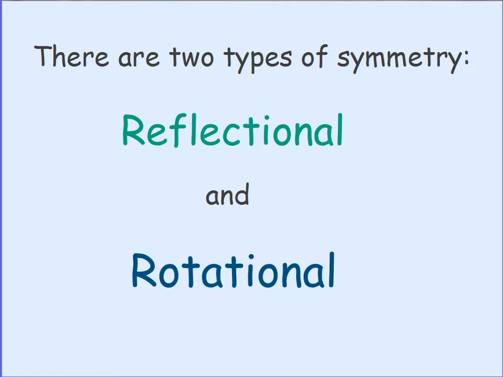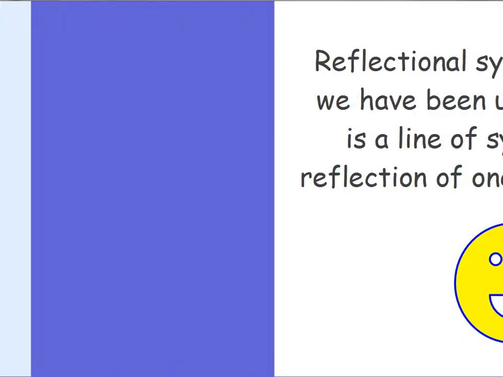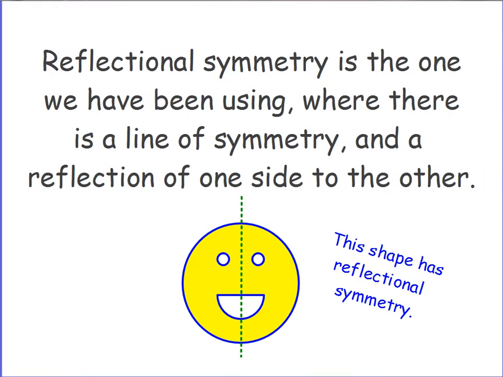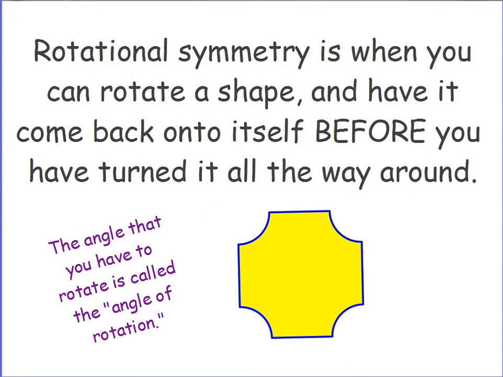Turns out that there's two different types of symmetry. There's reflectional symmetry and rotational symmetry. You have been working with reflectional symmetry, where one side is a reflection of the other. My smiley face here has reflectional symmetry. But now, you want to discover rotational symmetry.